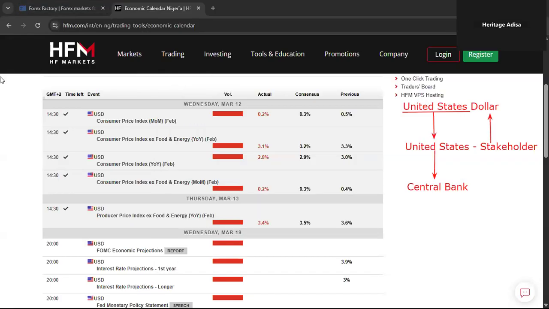So now for the US, the central bank of the US is known as the Federal Reserve. Otherwise known as the Fed. I don't think I have space, but it just means Federal Reserve.